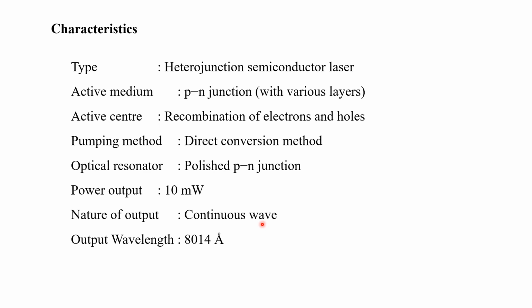Now let us see the characteristics of the heterojunction semiconductor laser. Type: heterojunction semiconductor laser. Active medium: PN junction with various layers. Active center: recombination of electrons and holes. Pumping method: direct conversion method. Optical resonator: the well polished parallel PN junction itself acts as the optical resonator; no external mirror is used. Power output is greater than the homojunction, about 10 milliwatt. The nature of output is continuous, whereas in the homojunction it was pulsed. Wavelength is 8014 angstrom.